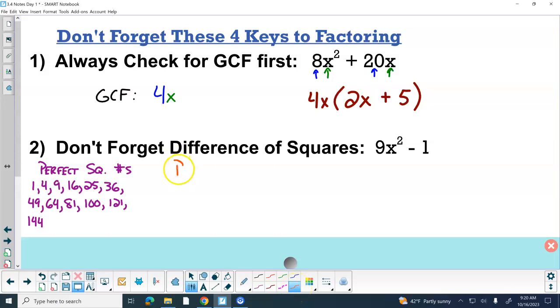Okay? What is a perfect square variable? Ooh, making me think. What's a perfect square variable? X squared. X squared is. X cubed. X cubed is not. X to the 4th is. X to the 6th is. It's what? Even. What's even? Even exponent. It's got to have an even exponent.